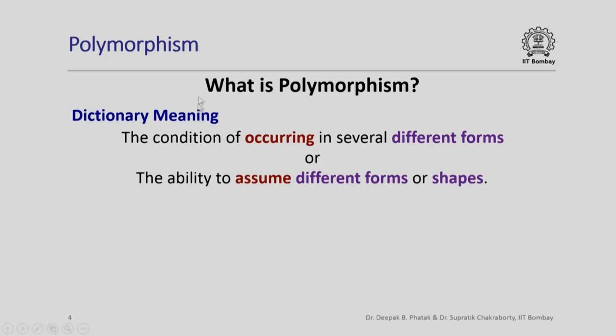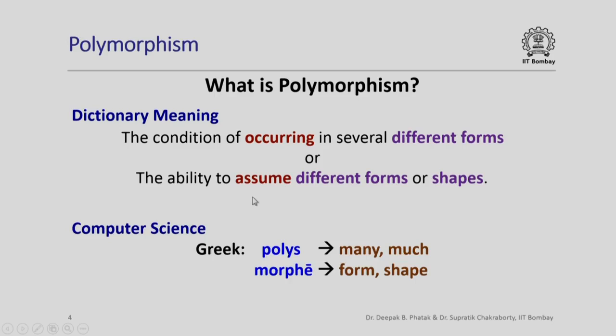So, what is polymorphism? The dictionary meaning of polymorphism is the condition of occurring in several different forms or the ability to assume different forms or shapes, and in computer science we pretty much use it in the same sense. And you see this word polymorphism has these two parts. The poly part means many or much, and the morph part means form or shape. So, even in computer science we are going to refer to polymorphism when a particular object or a particular entity can assume different forms or shapes depending on the context in which it is used. We will see examples of this very soon in the next few slides.